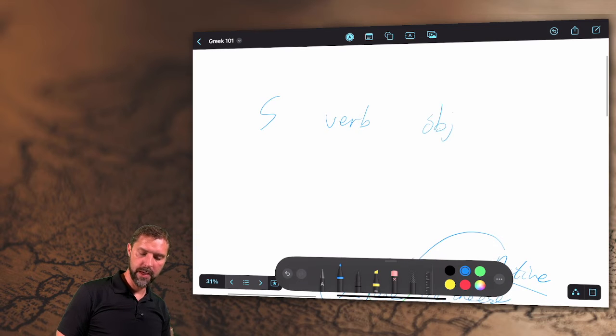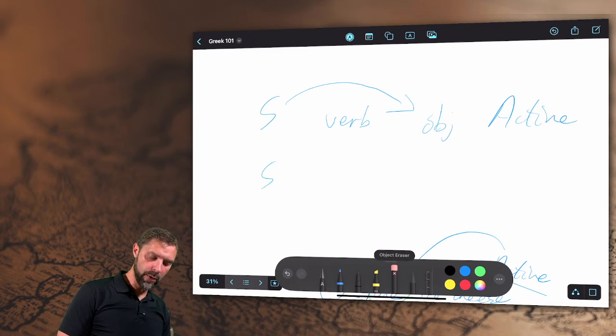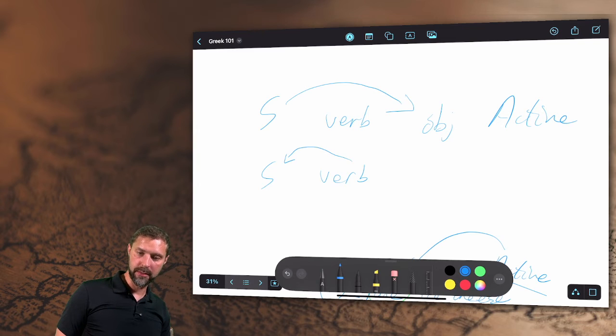Okay, and so if I have the situation where we'll do subject, verb, object, I'm going to make this simple. I'll say the subject acts upon the verb. It goes that way. That would be active. If I flip it though, and the verb was done to the subject, we would call that passive. Passive is when the verb is done to the subject.